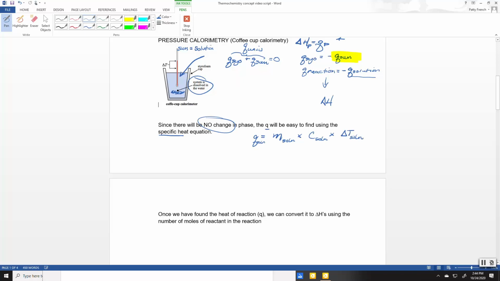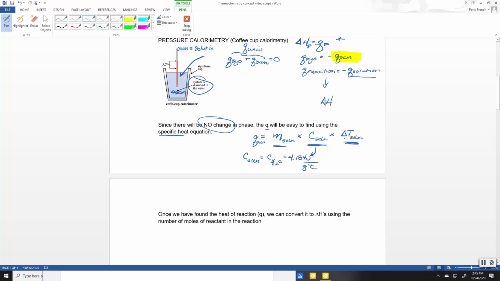And this is very easy. Massing that solution's very easy. Mass the calorimeter cup, add the solution, mass it again. Very easy. C solution, well, what's that? Well, remember, this is a very dilute solution, and when a solution is very dilute, the C solution is equal to C water, which is 4.184 joules per gram degree C.